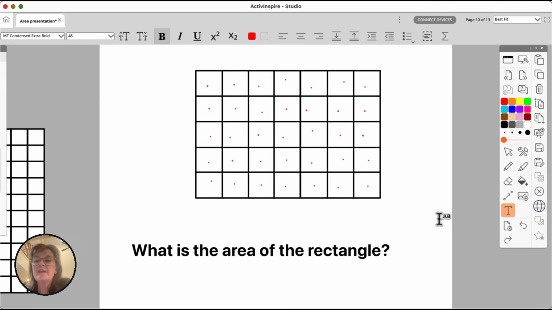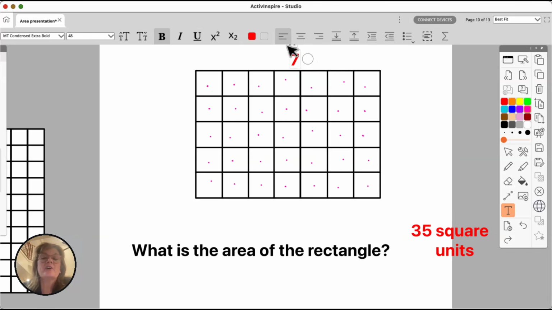Okay, so by counting, we found the area of our rectangle to be 35 square units, right? 35 square units. Now, let's see if our multiplication would work. All right, so let's count across. We have 1, 2, 3, 4, 5, 6, 7. So we'll put a 7 up here.